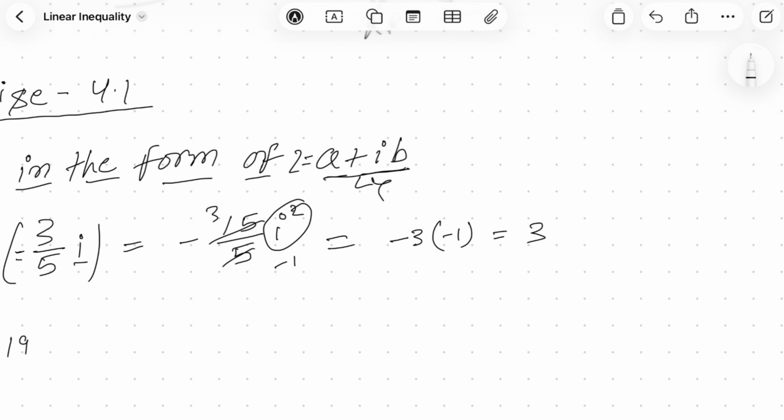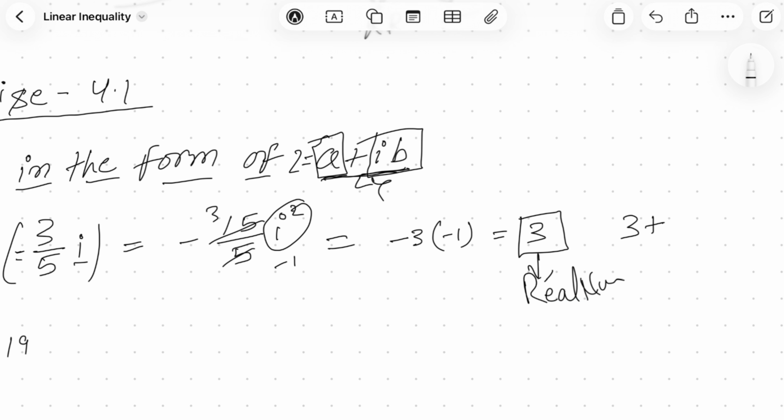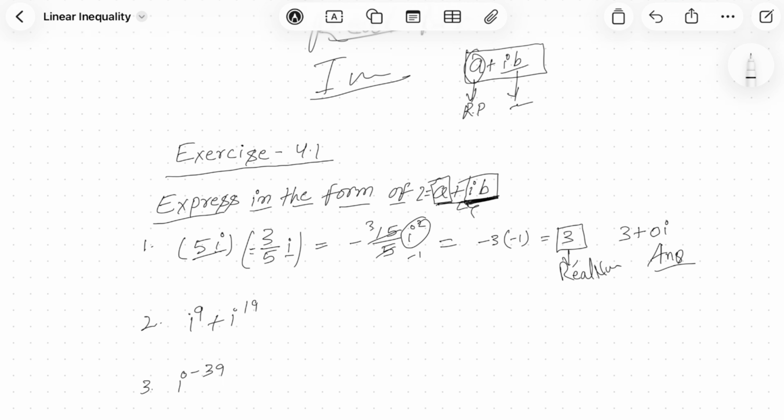So you see, 3 is a real number. In the standard form, this a is a real number and this ib is an imaginary number. So we get the real part, and we write 3 plus, and we don't have any imaginary part, so we just write 0i. We don't have any imaginary part, and 3 plus 0i is the answer.